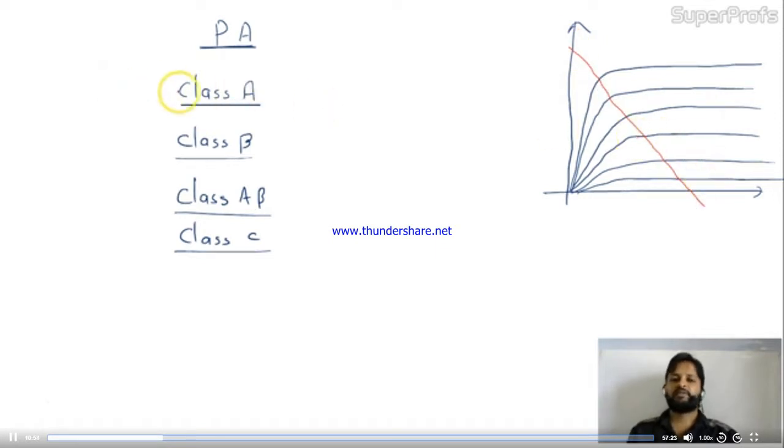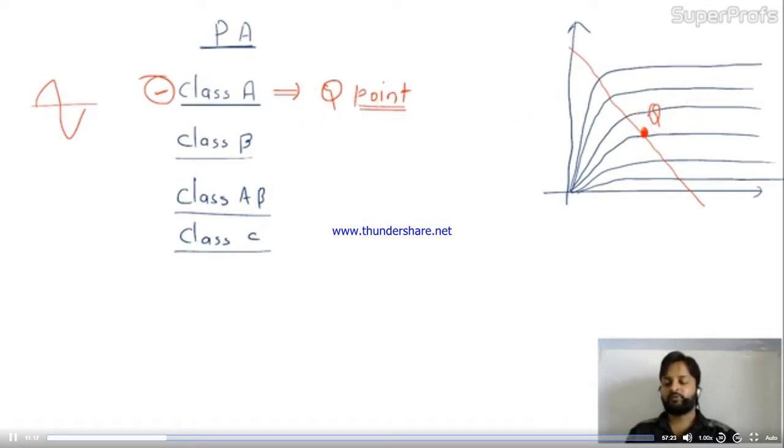Okay? So for the Class A amplifier, where should the Q point be located? It should be in the middle, the exact middle. For a Class A amplifier, you apply the input and you want to get the entire output, so the Q point should be at the mid of the load line. As we discussed earlier, only when the Q point is at the midpoint of the load line will we get undistorted output.